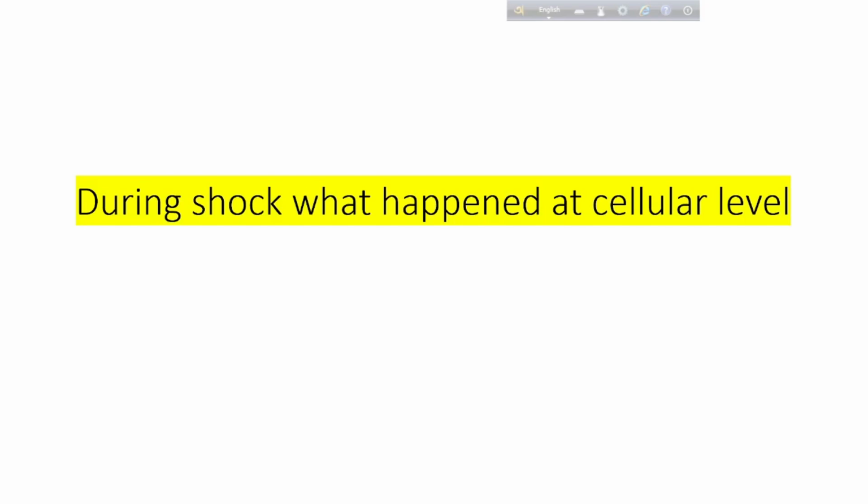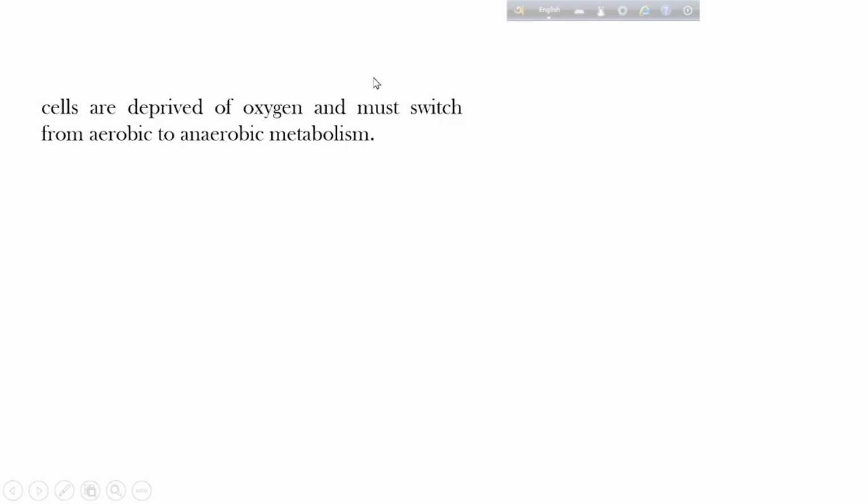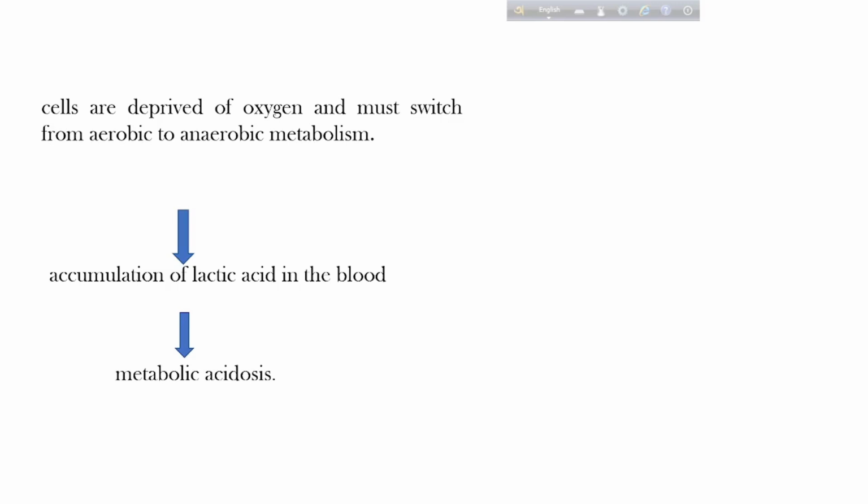Cells are deprived of oxygen in shock. As we discussed earlier, they must switch from aerobic to anaerobic metabolism. Then there is accumulation of lactic acid in the blood due to anaerobic glycolysis. Then metabolic acidosis develops, and also glucose within cells is exhausted.